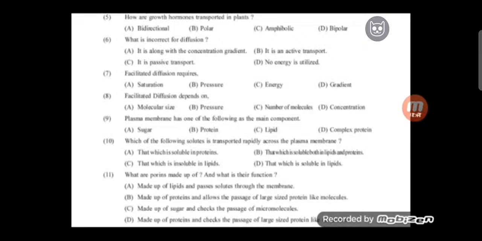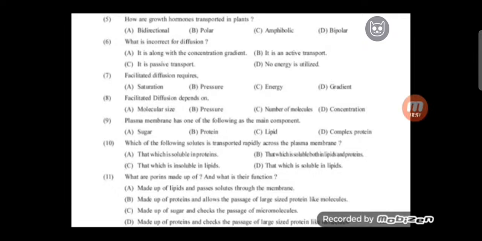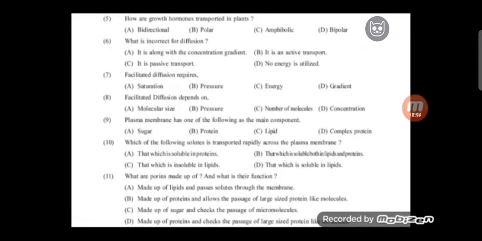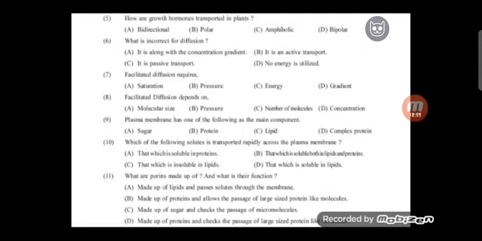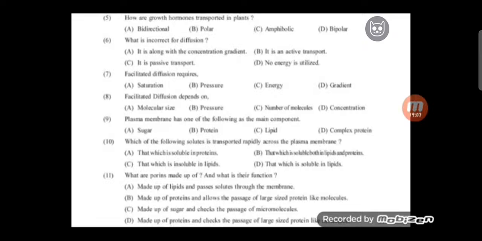Now let us come to the next question, question number 9. They have asked, the plasma membrane has one of the following as the main component. Of the four components given here, which one does the plasma membrane have? Option A, sugar, option B, protein, option C, lipid, or option D, complex protein?